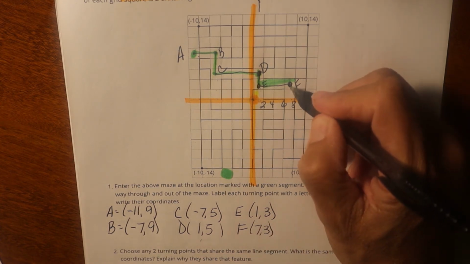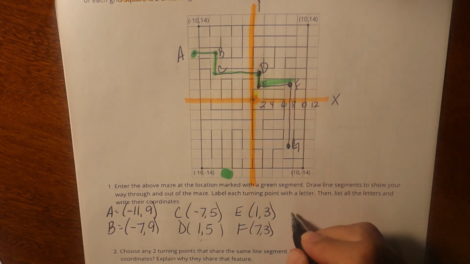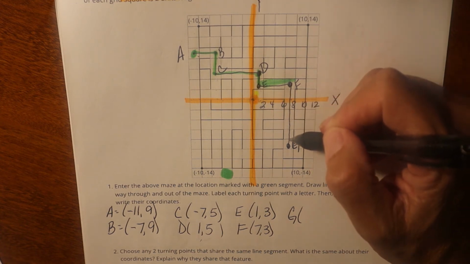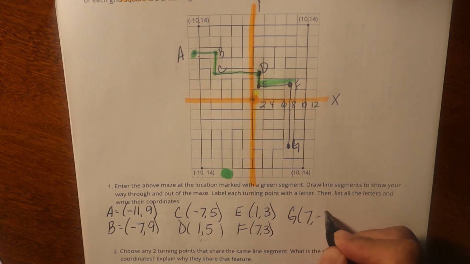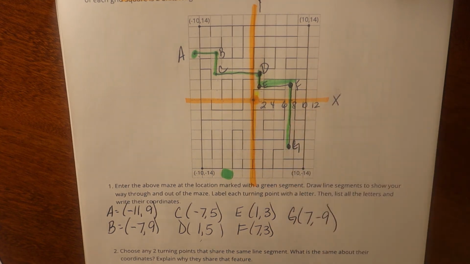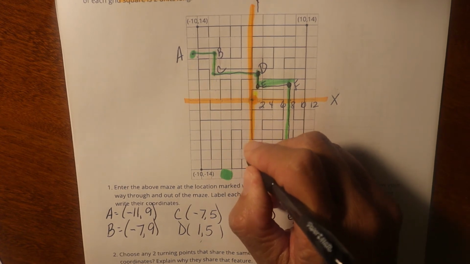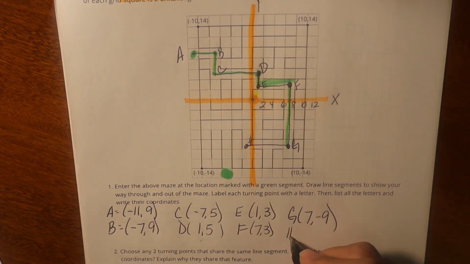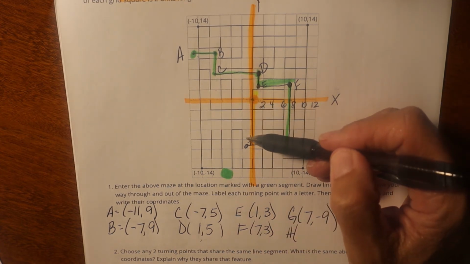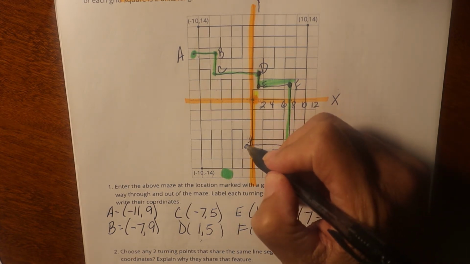Now, this is a good one. I can actually come all the way down to right here, and this is going to be G. So G is going to be at positive 7, and then 2, 4, 6, 8, plus 1 more, negative 9. So 7, negative 9 is the ordered pair for G. I'm going to come down. Now I'm going to go all the way across and stop right here. This is H. H is at negative 1, and then 2, 4, 6, 8, negative 9. Negative 1, negative 9.